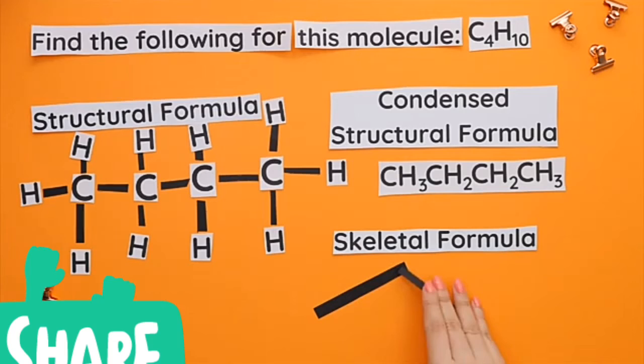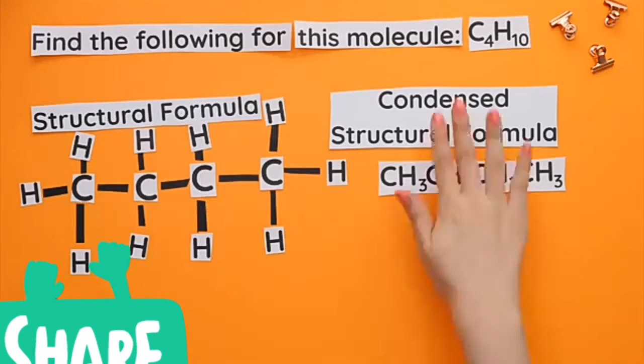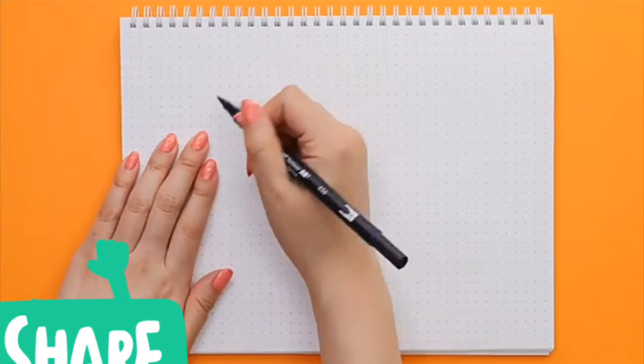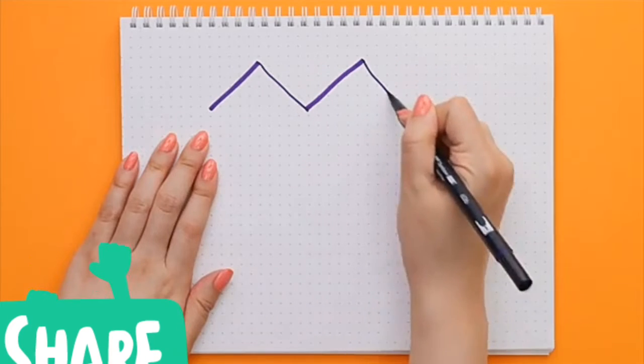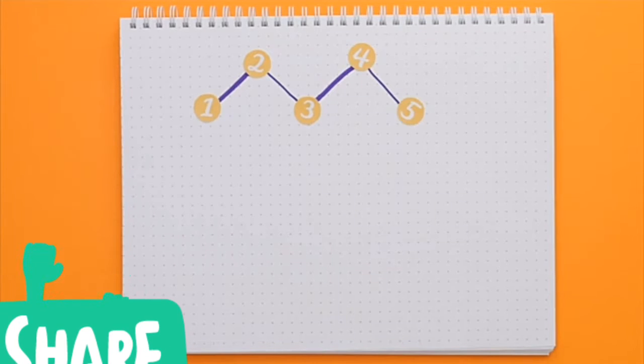Now for the skeletal formula. Since there are 4 carbons, we need 4 points. There is a trick to drawing this right each time. If you were to count 1, 2, 3, 4, we actually drew too many carbons. We drew 1, 2, 3, 4, 5, but we just wanted 4.